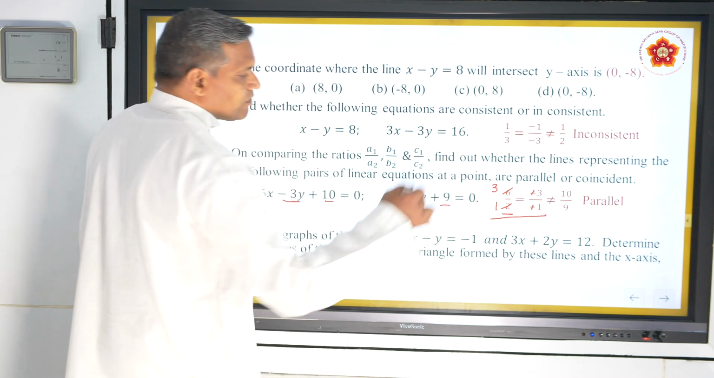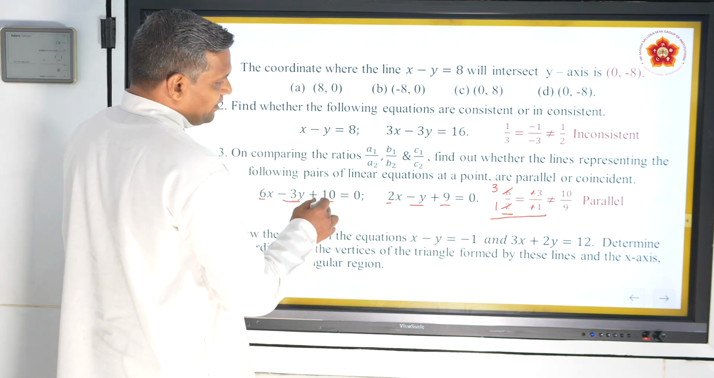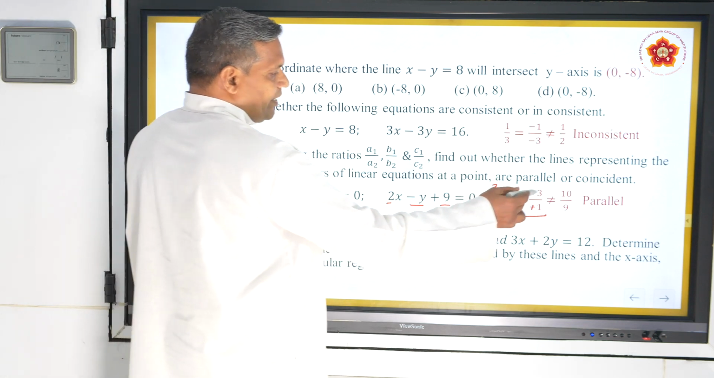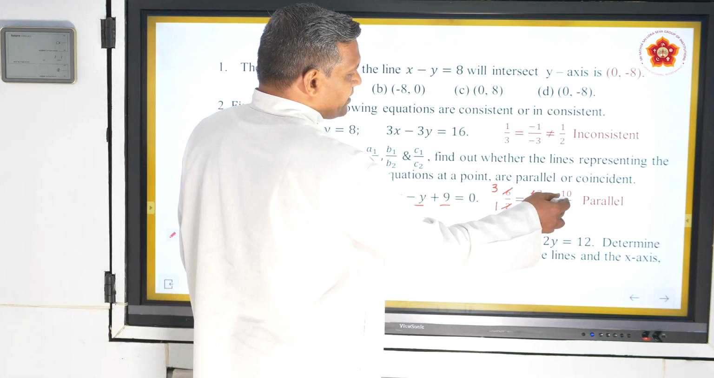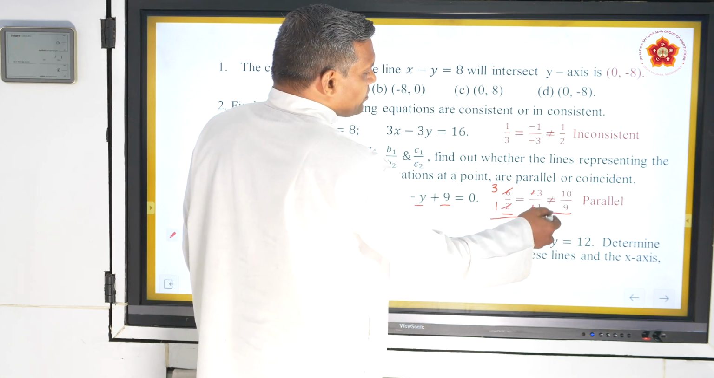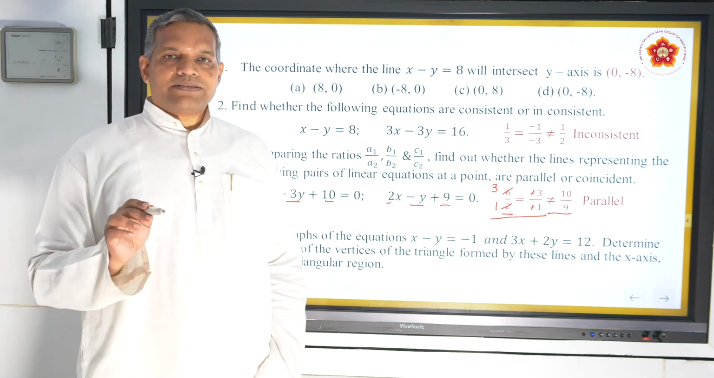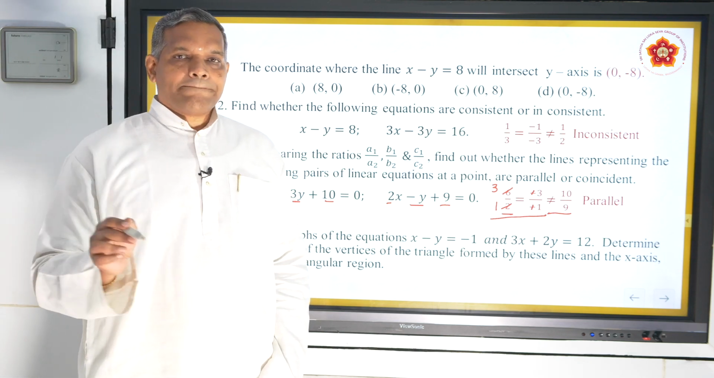This time also 3 by 1 is equal to 3 by 1. Let us see the third case, that is c1 by c2, 10 by 9. So 10 by 9 nowhere gets cancelled. So 3 by 1 is equal to 3 by 1 but not equal to 10 by 9. So tell me, what is this condition? Of course, it's an inconsistent condition and the lines are parallel.